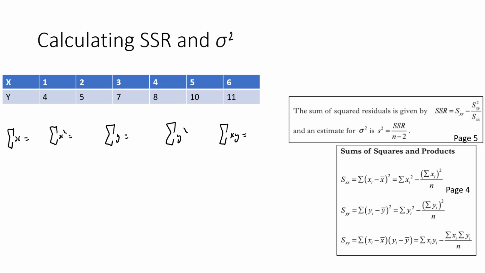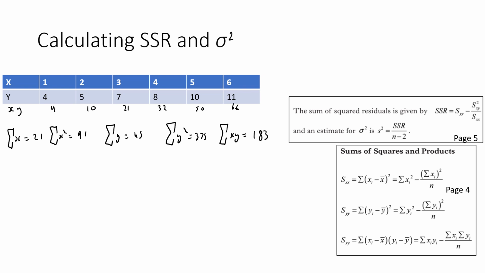Now, sigma x is just adding all the x values, which gives us 21. Next is sigma x squared, which is adding all the x values, but you square them first, which gives us 91. Sigma y is adding all the y values, which gives us 45. Sigma y squared is adding all the y values, but squaring them first, which is 375. And for sigma xy, you have to make a new row here. And you have to multiply both the x values and the y values, and then you add them together, and that gives us 183.